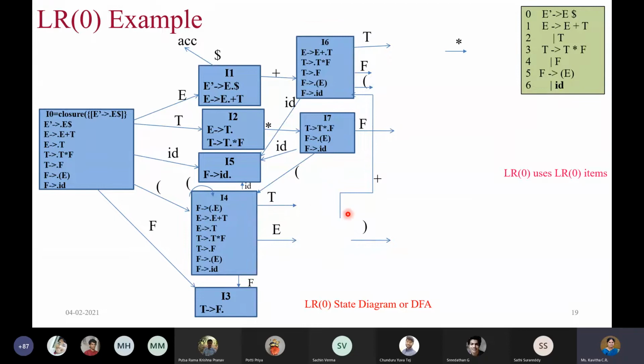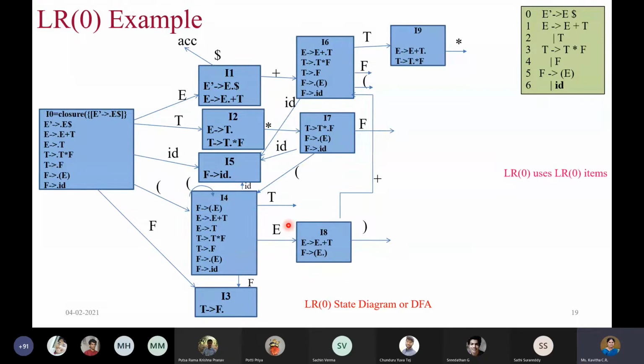So we'll continue that. We had completed till I6 and I7, so let us continue further. For I8, we are going to read E, and after reading E we got something like this, where E is read in two places, so we have taken care of both. After reading F, we will go again to I3. After reading ID, we will go back to I5 because it is the same. And after reading open parenthesis, you get the same content, so it is a self loop.